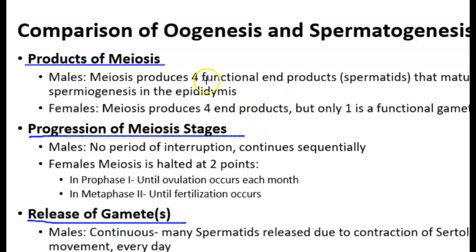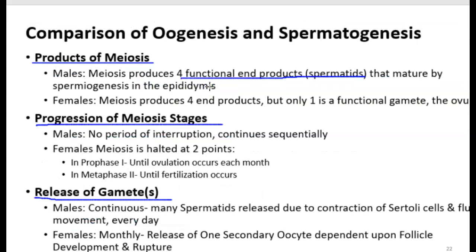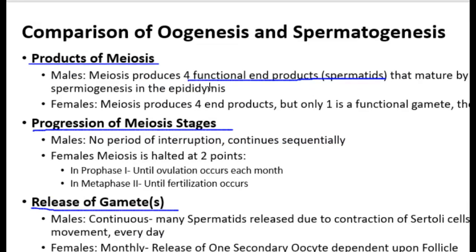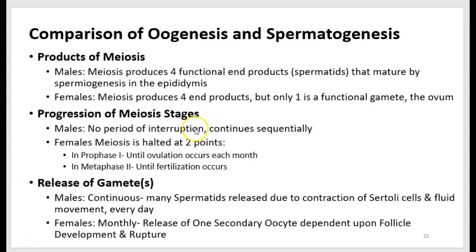In males, meiosis produces 4 functional spermatids. They're not completely mature yet. They need to mature in the epididymis, but they're all functional. They're not going to degenerate or anything. In females, meiosis produces 4 end products as well, but only one is functional, the ovum.